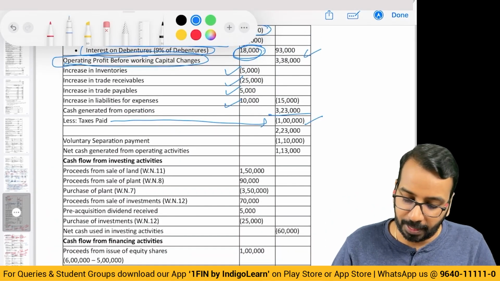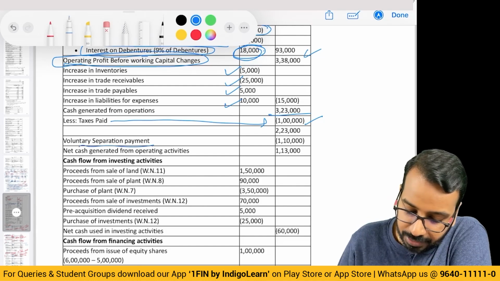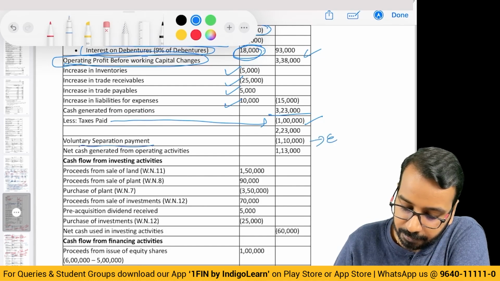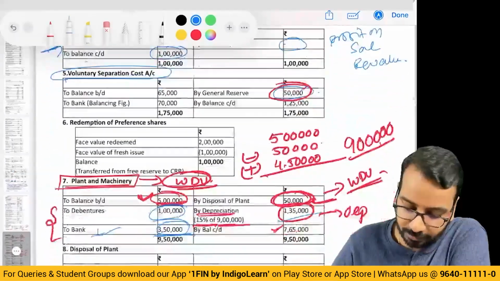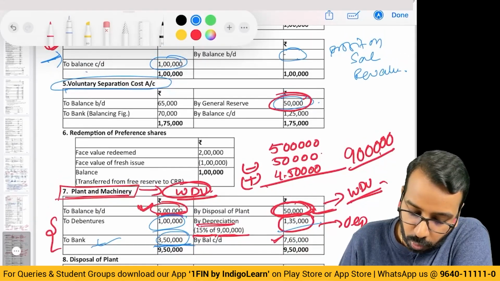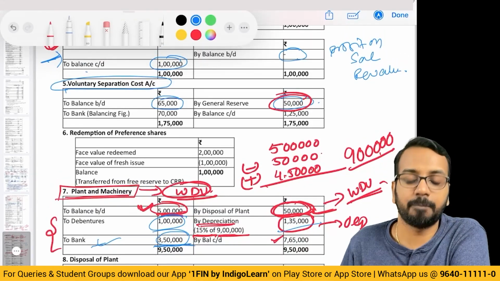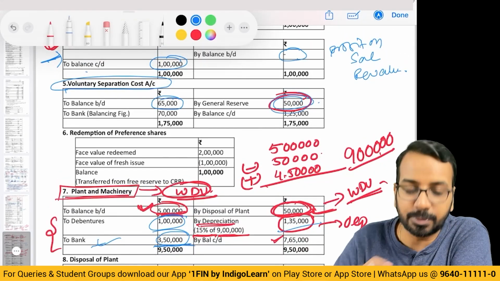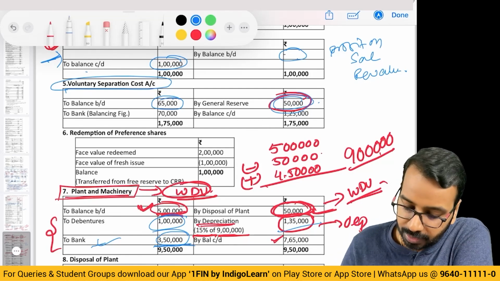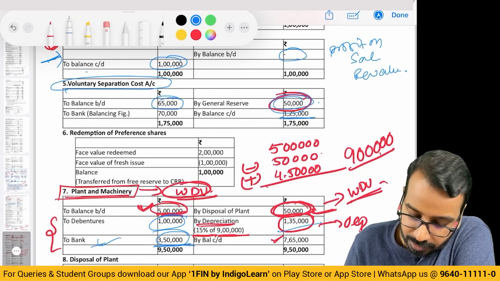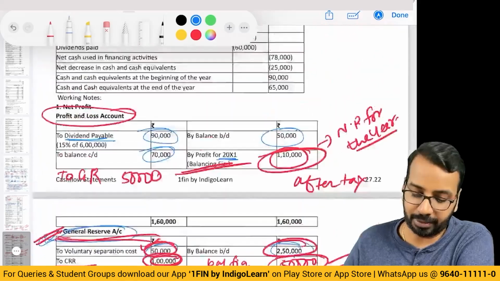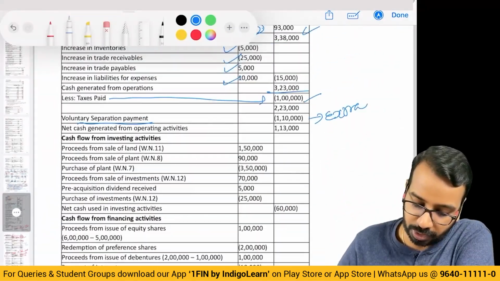1 lakh. Okay. Then voluntary separation payment. This is an extraordinary item. How to calculate that? Opening balance 65 is given. Out of 65, 50,000 has been transferred to general reserve. That is also given. Closing balance 125 is given. So the balancing figure is what is paid through bank. So 70,000 is what is paid through.